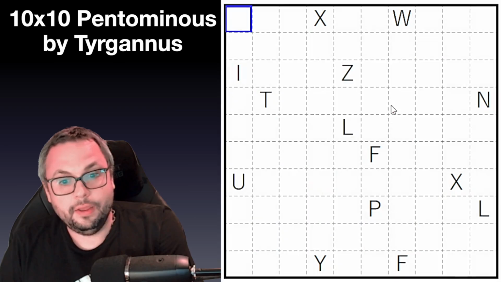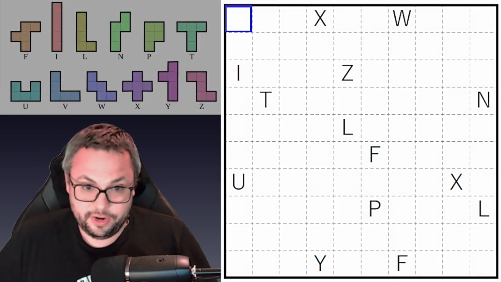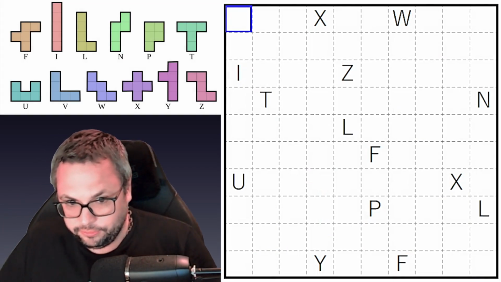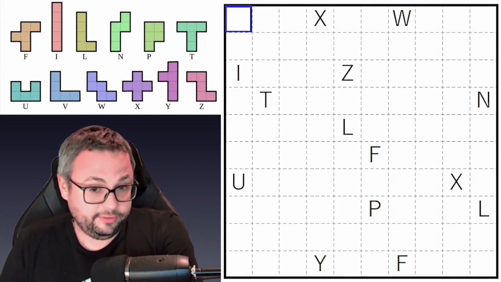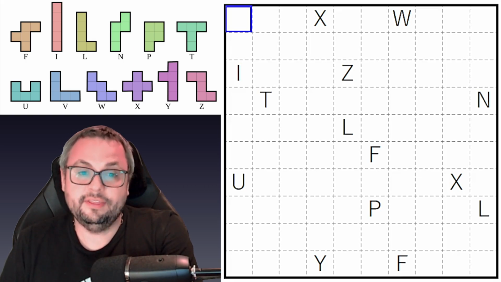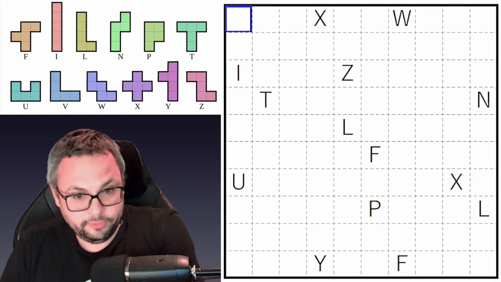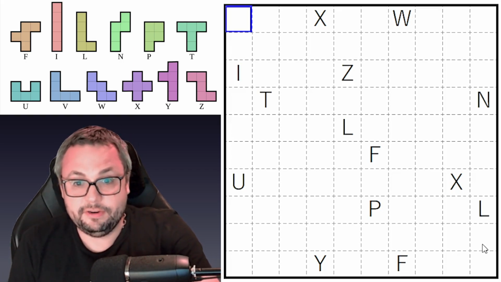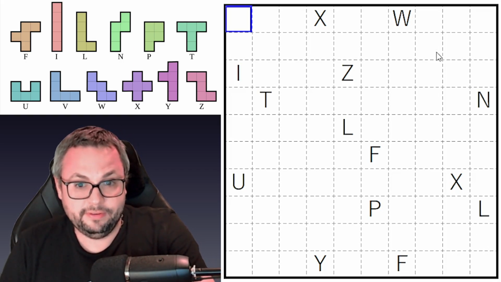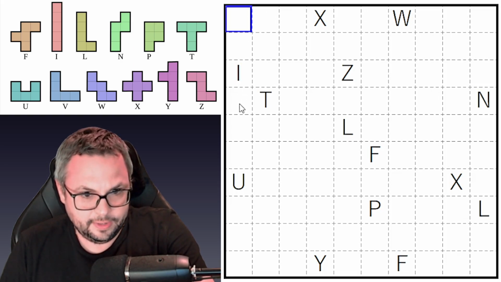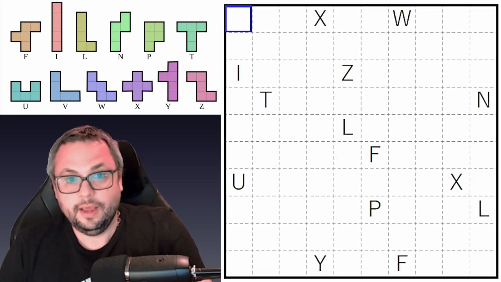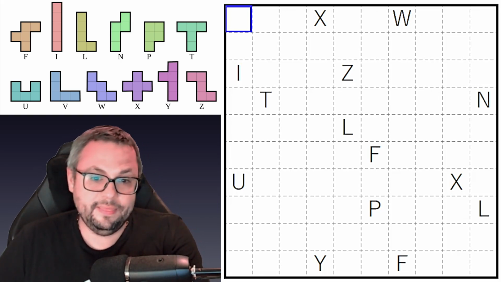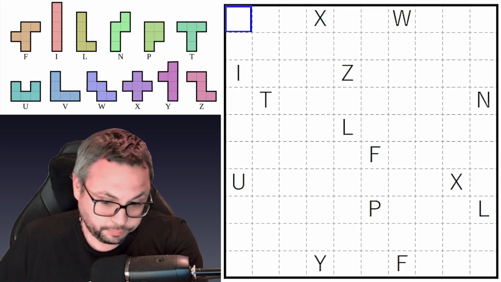Anyway, we have provided on screen for you an image that shows you all 12 pentominoes and what they look like. And that's important because the way a pentominoes puzzle works is that you're given a grid that you have to divide entirely into pentominoes. In this case, it's a 10 by 10 grid, so that's 100 squares. That's 20 pentominoes. So we have to divide this into 20 pentominoes.